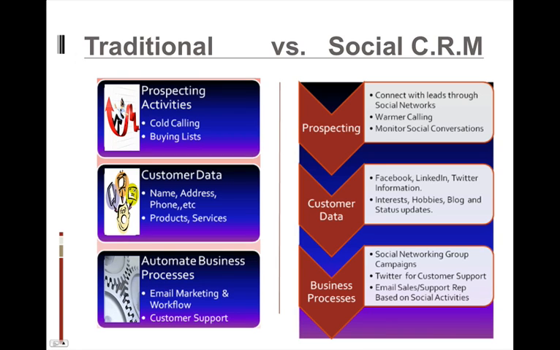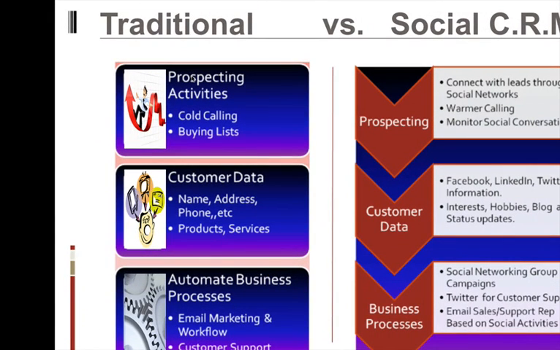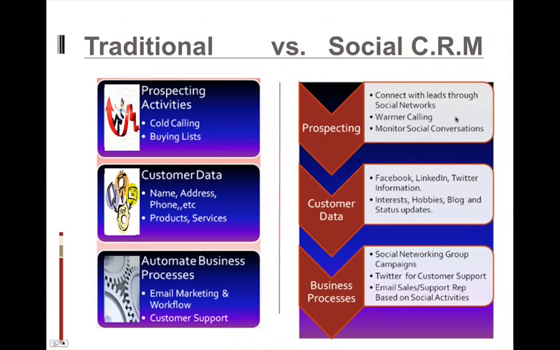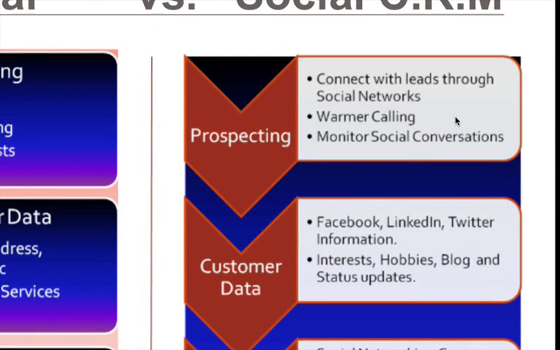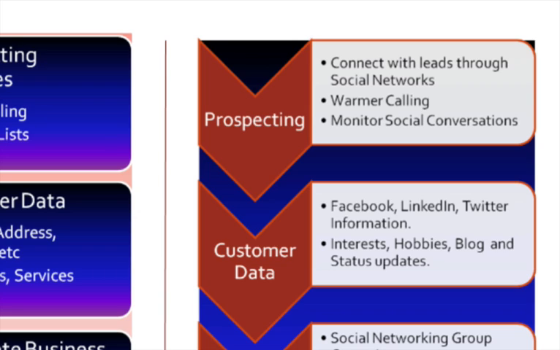So when you look at the first box here, which is our prospecting box, traditional CRM prospecting activities include cold calling and buying lists. In a social environment, you're connecting with leads through social networks and monitoring social conversations to find out who's actually interested in your product or service, and then engaging them in conversation. As a result, it results in warmer calling, not a cold call.